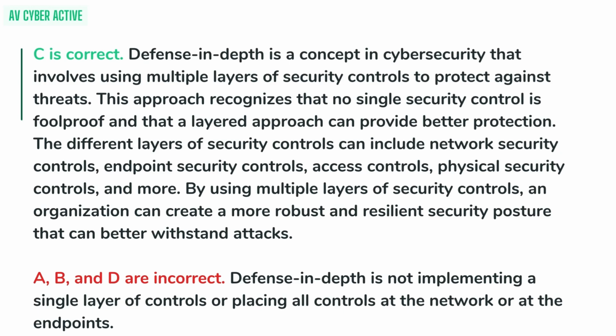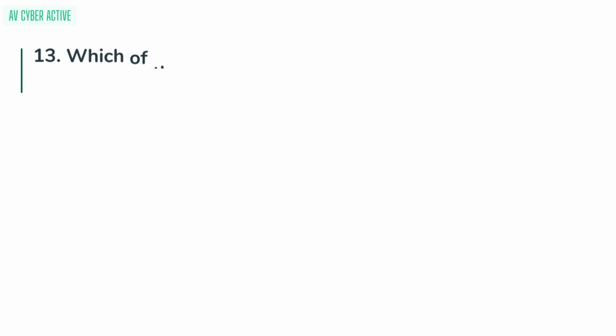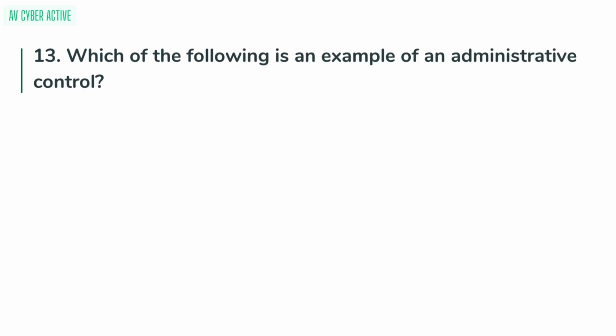By using multiple layers of security controls, an organization can create a more robust and resilient security posture that can better withstand attacks. A, B, and D are incorrect. Defense in depth is not implementing a single layer of controls or placing all controls at the network or at the endpoints.